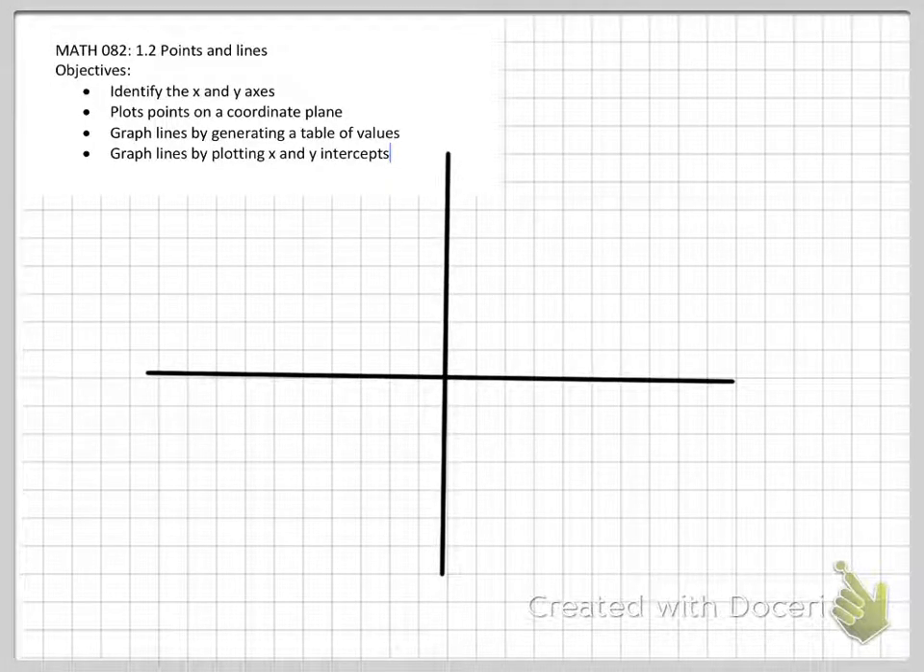This is a Math 082 video where we learn about points and lines. Specifically, this video is just going to cover the X and Y axes, identifying them, and then it's going to teach you how to plot points on a coordinate plane. I will post other videos that accomplish these other two objectives right here.